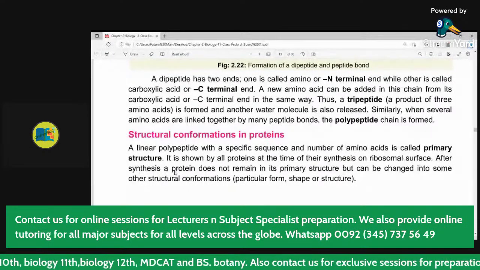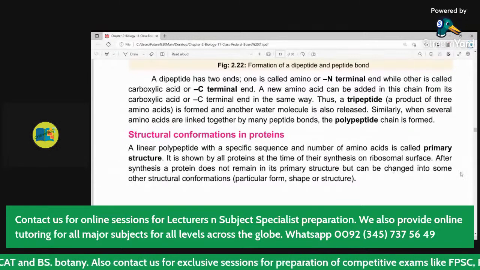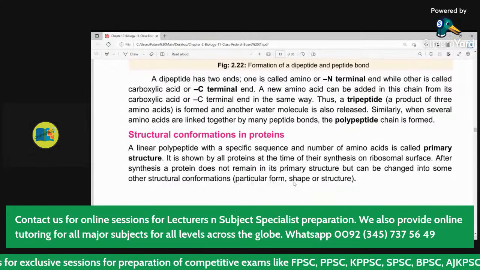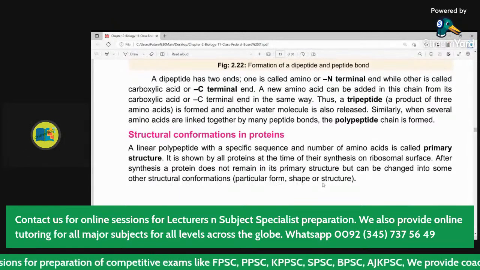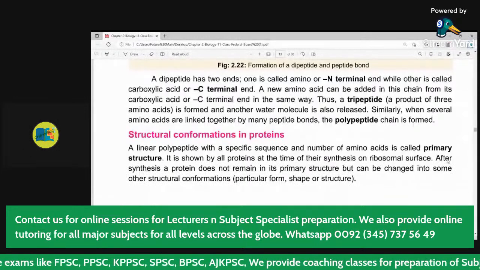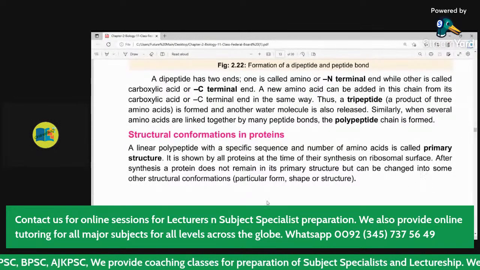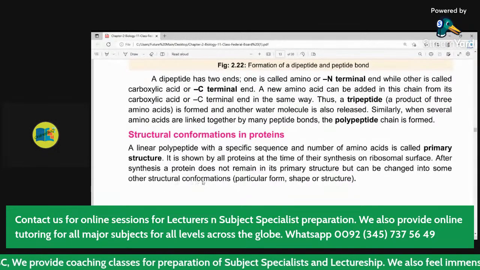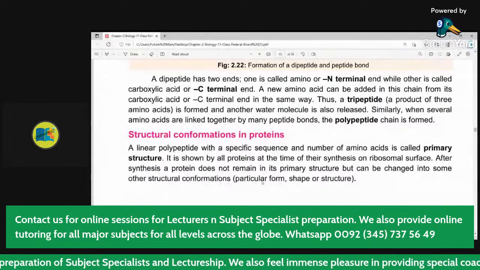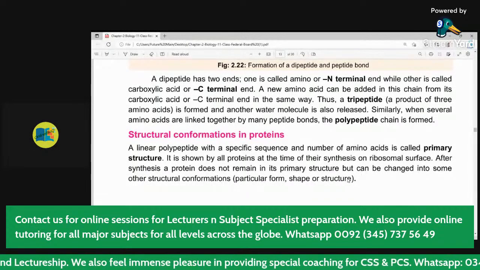After synthesis, a protein does not remain in its primary structure but is changed into some other structural conformation, some regular configuration, a particular form, shape, or structure, and that is known as the native protein structure.